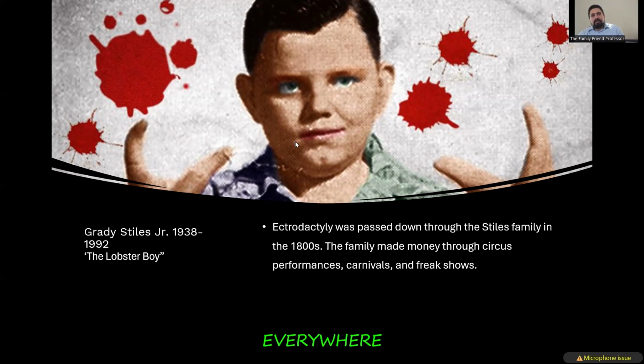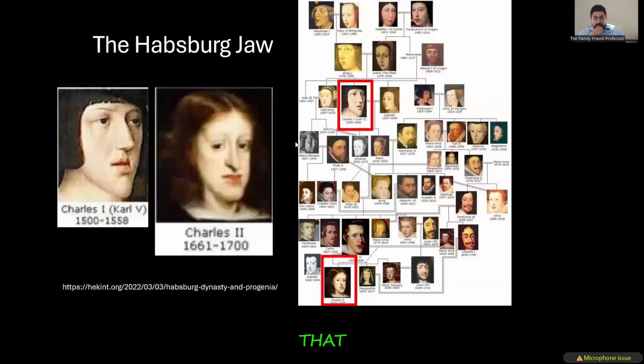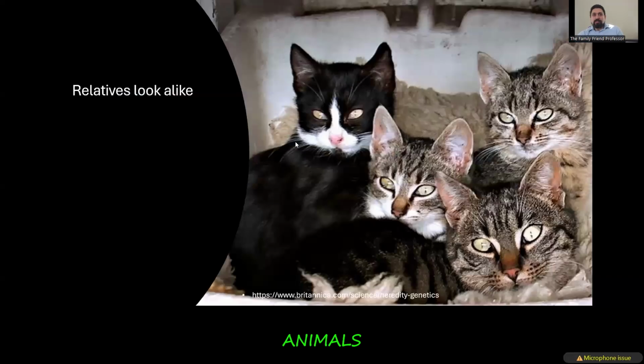Relatives look alike everywhere. If you look at the royal family, they have that Habsburg jaw. You could see it from generation to generation. We also see it in the animal kingdom. You could see animals look like one another. So people throughout history have been asking, why do relatives look alike? Many people have been asking that question.